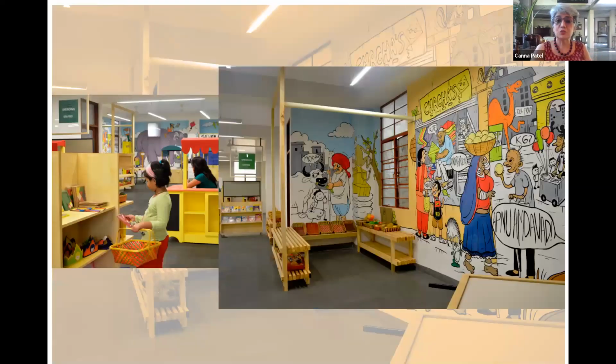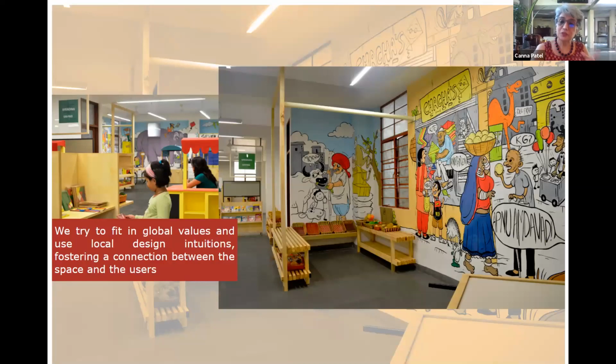When it comes to schools, we want to think of local values and global values. This is, for example, a space in which a child learns through shopping. And we've tried to bring in the real India and the new India.